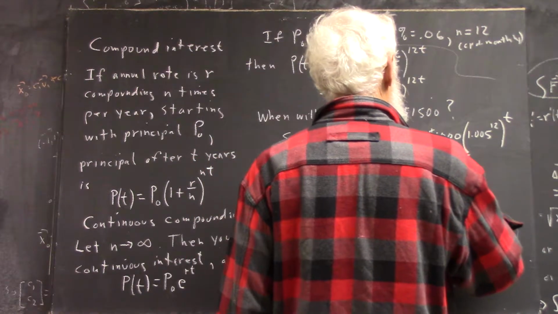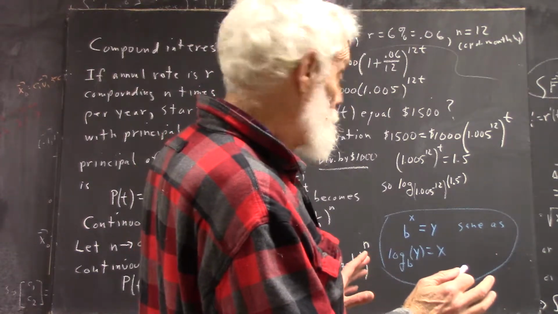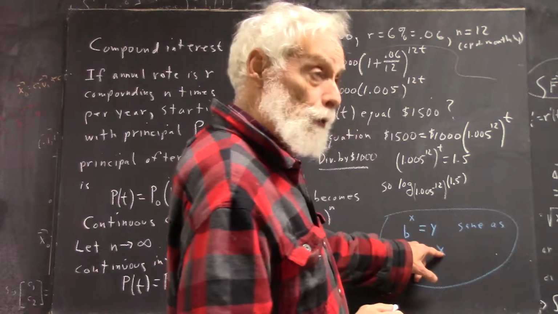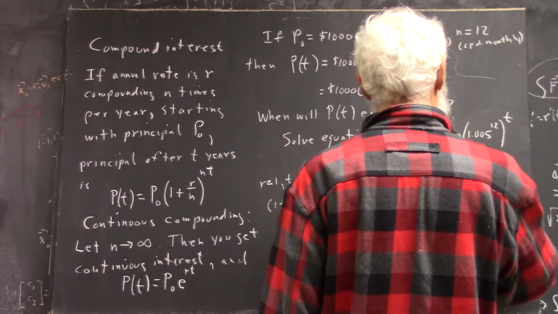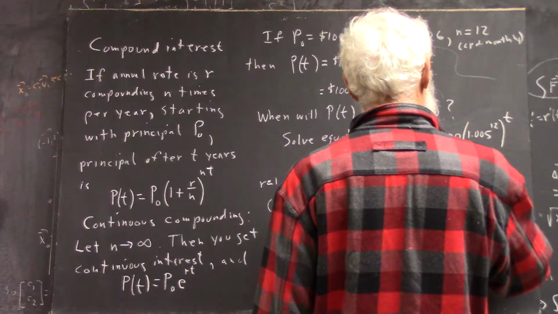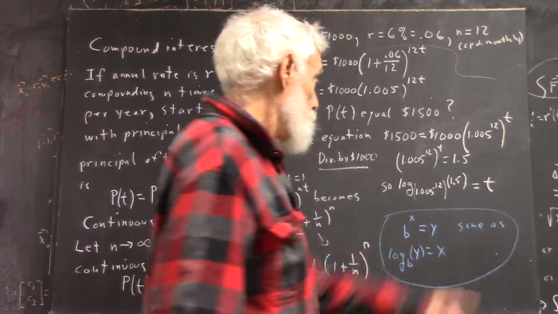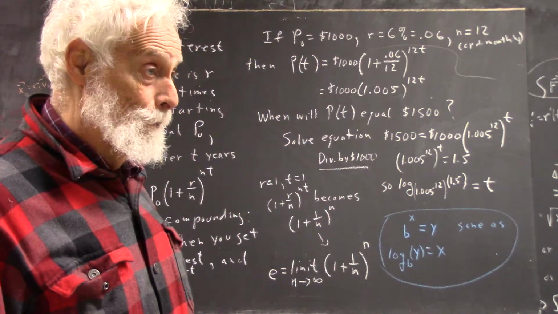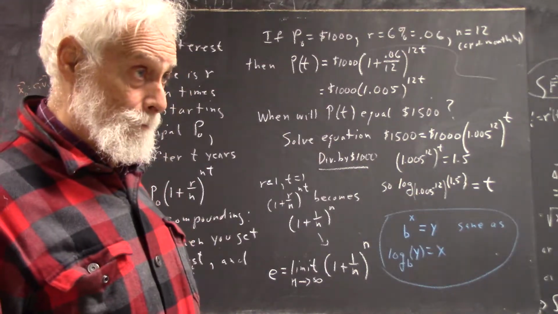So all we have to do to apply these is be careful about identifying what's b, what's x, and what's y. Okay? And this equals t. So right there's how long it takes. Okay? And you can take your calculator and figure this out really easily now.